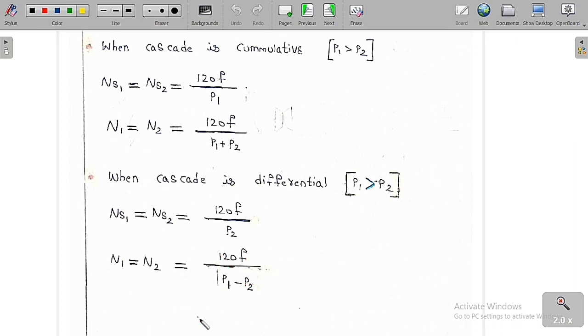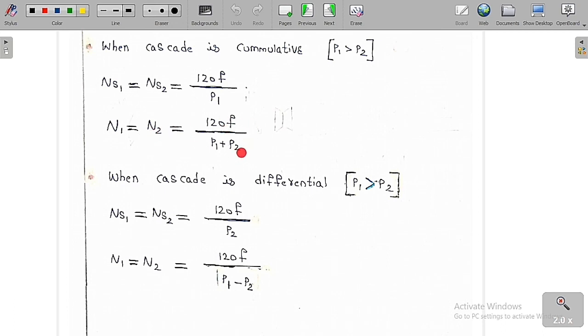So these are the 2 important formulas that you always have to remember for your lifetime. Whenever the cascade is cumulative, P1 is greater than P2. You have to take the poles in such a manner that P1 is greater than P2, so NS1 is equal to NS2 is equal to 120 F by P1, and N1 is equal to N2 is equal to 120 F by P1 plus P2.